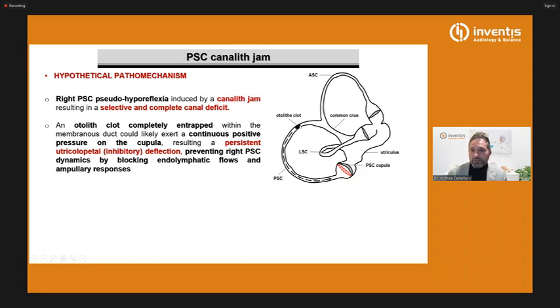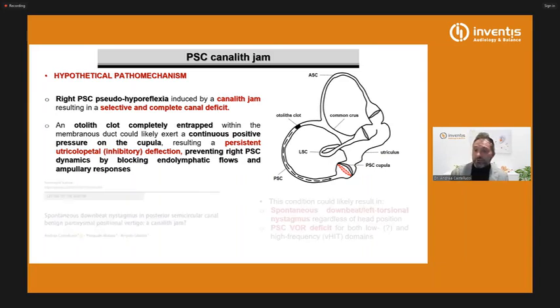So this otoconial clot was completely entrapped within the membranous canal, and it could likely result in a continuous positive pressure. In this case, it was a positive pressure facilitated by gravity, resulting in a persistent ampullopetal deflection that for posterior canal is inhibition. It's not like horizontal canal that is an excitation. Now it's an inhibition of the canal, so leading to a downbeat nystagmus with torsional component toward the healthy side, preventing right posterior canal dynamics by blocking lymphatic flows and ampullary responses.